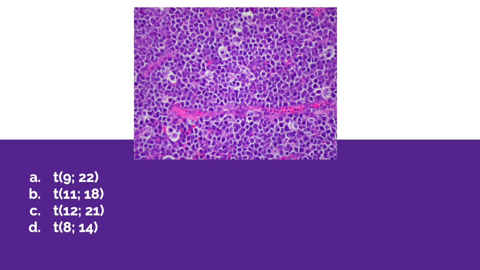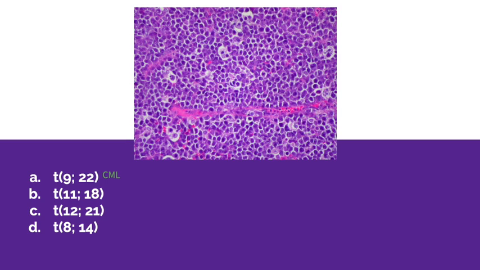So now that we know the diagnosis, what translocation is associated with Burkitt's lymphoma? Well, let's take a closer look. So for A, 9-22, you have to remember Philadelphia cream cheese, right? So think about the P in Philadelphia as a 9, and then the letters in chronic myeloid leukemia are 22. So there are 22 letters. So that is 9-22 for CML.